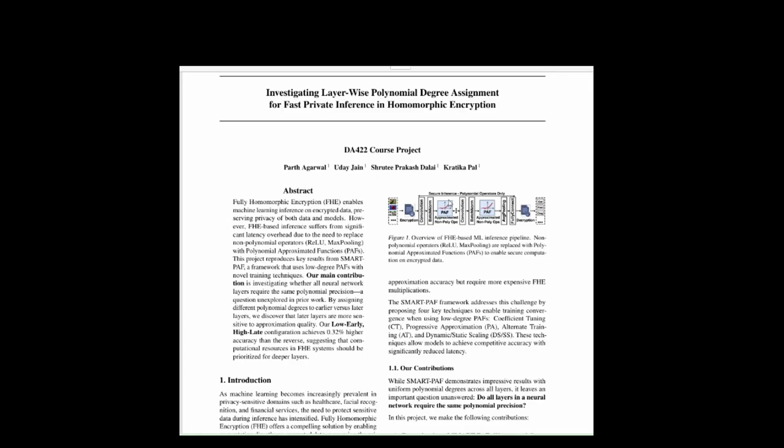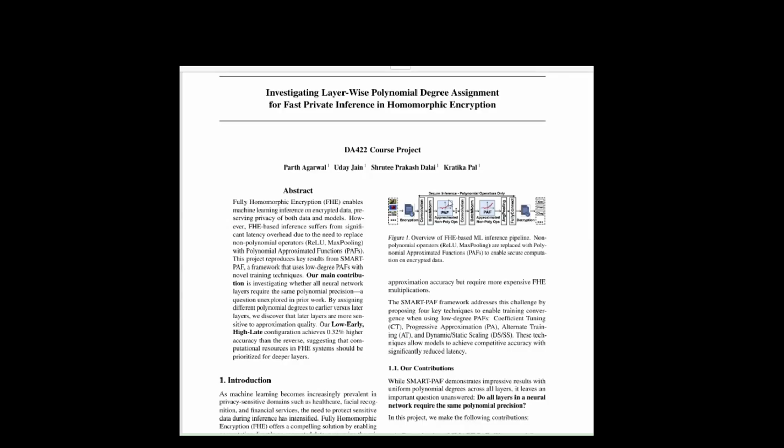We know that fully homomorphic encryption, or FHE, is the holy grail of privacy. It allows us to run machine learning inference directly on encrypted data without ever decrypting it. However, there's a catch here. FHE is incredibly slow. A major reason for this latency is that standard neural network operations such as ReLU and max pooling are not polynomials, so they aren't natively supported. We have to replace them with polynomial approximated functions, or in short, PAFs.